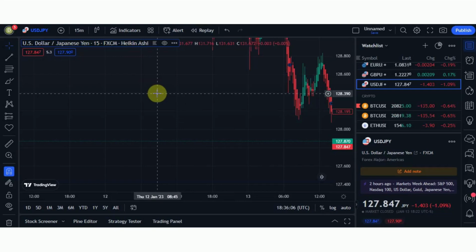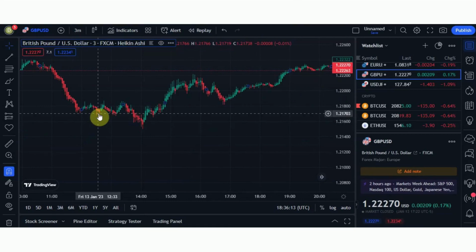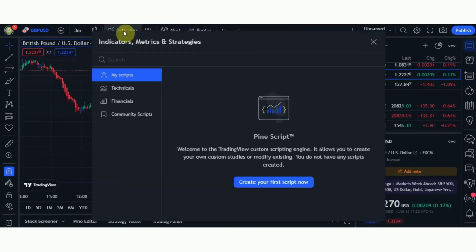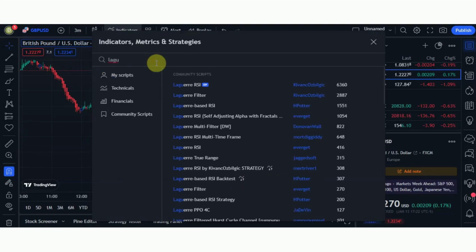So first we'll open up a GBP USD chart with a 3-minute time frame. Then we'll click on our indicator section and type in Laguerre filter. That's LAGUERRE. Here we have it, Laguerre filter. We click on that and add it to our chart.